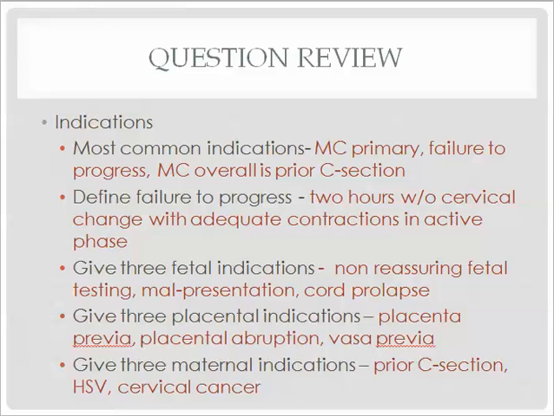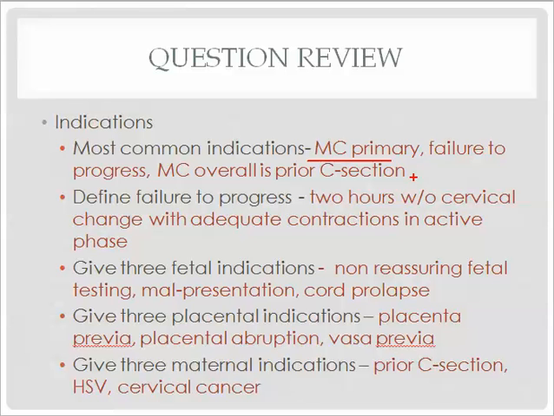So the way we wrap these up, we'll do it the way it usually is done, with the question review. So what are the common indications? The most common indication for a primary C-section: failure to progress. Most common indication overall: prior C-section. About what percent of births in the U.S. are done via cesarean section? 30%.